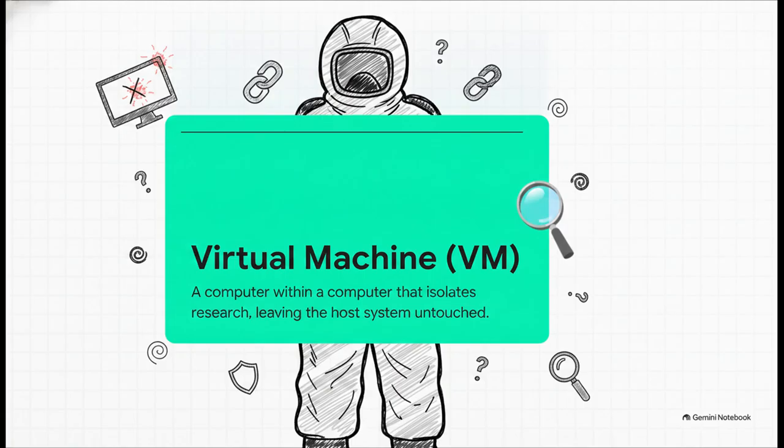Going back to our earlier metaphor, a VM acts as a digital hazmat suit for your host system. Whatever happens inside that VM, whether you accidentally click a malicious link or download a highly suspicious file, it stays completely trapped inside the VM. Your main host system remains entirely isolated and totally safe.